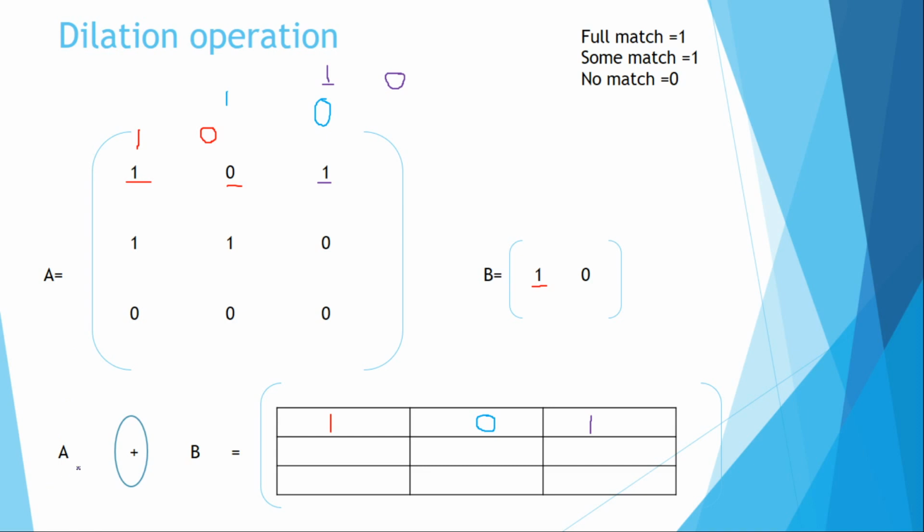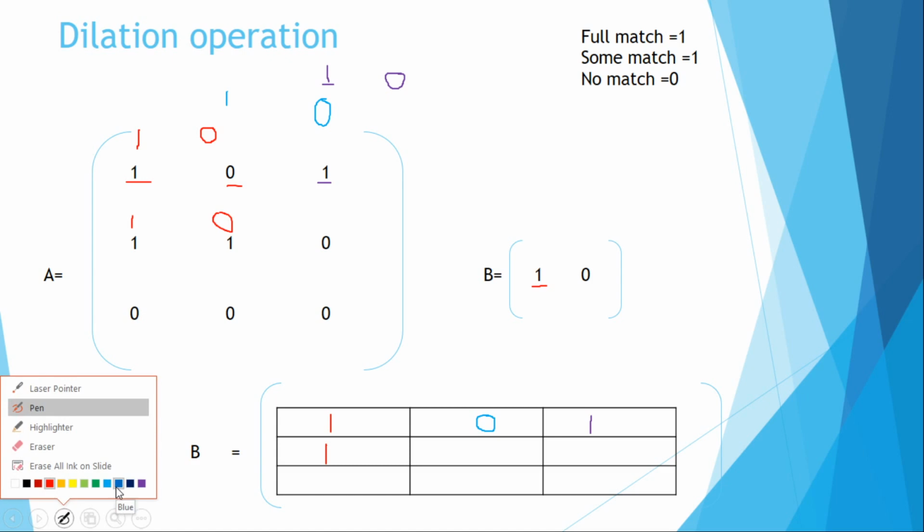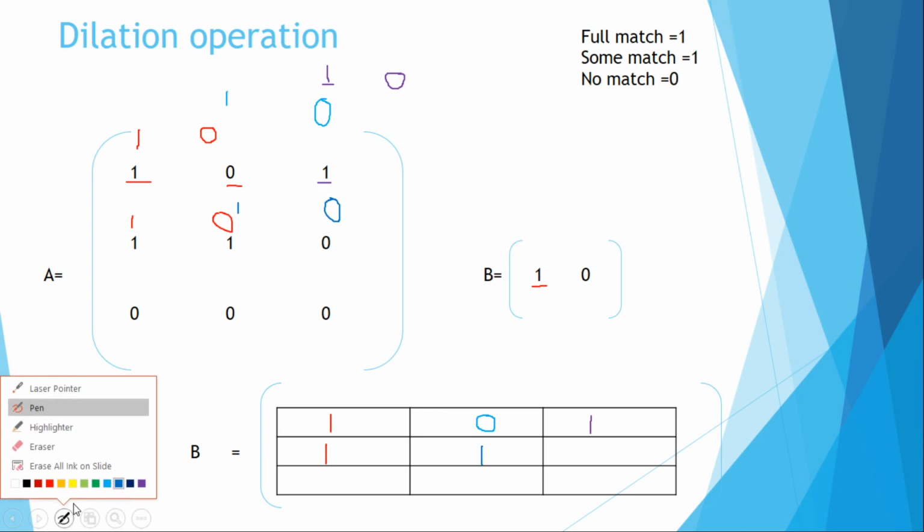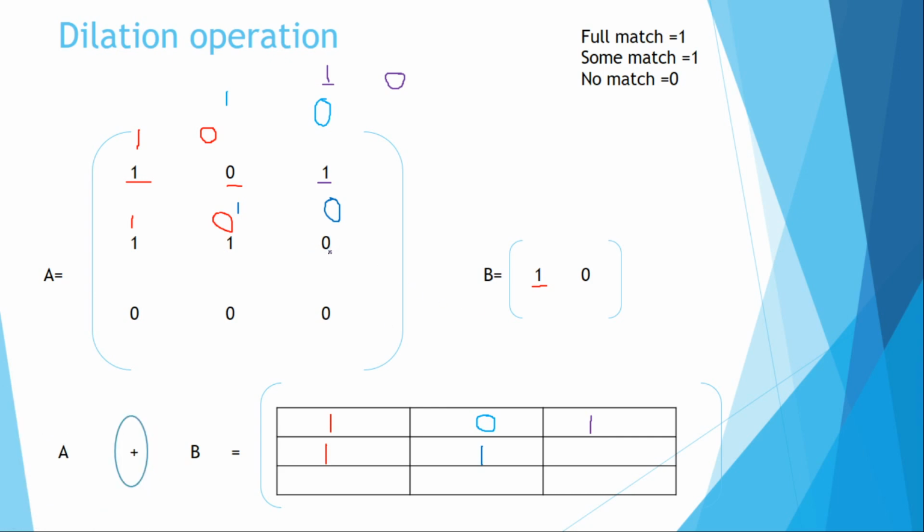So 1 in red, okay, 1 0. So 1 1 is matching directly. I can write 1, no need to analyze the next pixel. And the next one is 1 0. 1 1 is matching. So 1. Next one is 1 0. In this only one value is there for us, so no match, 0.